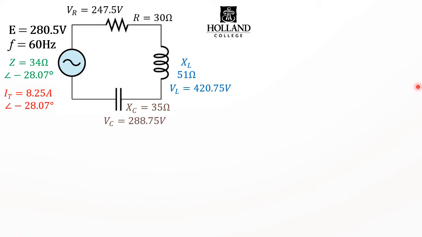We calculated out the total impedance to be 34 ohms, our current to be 8.25 amps, and then we calculated out our individual voltages. And it's because of this feeding relationship, where our capacitor can feed the inductor and the inductor can feed the capacitor, that we can actually end up with voltages that are much higher than our source. And that's what I mean about getting a little something for nothing.